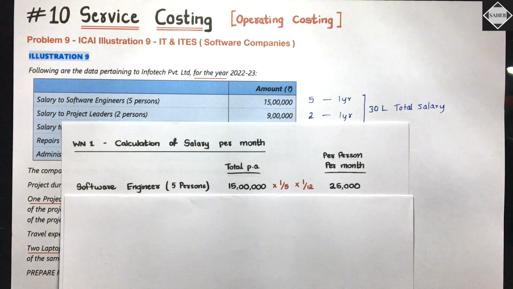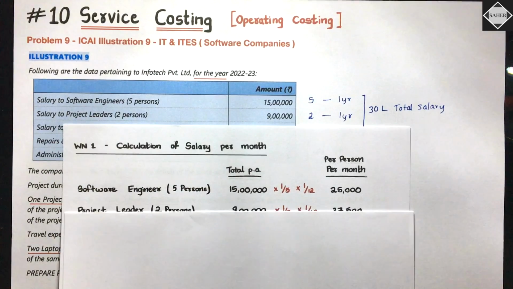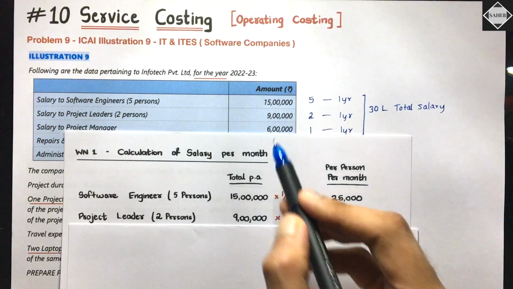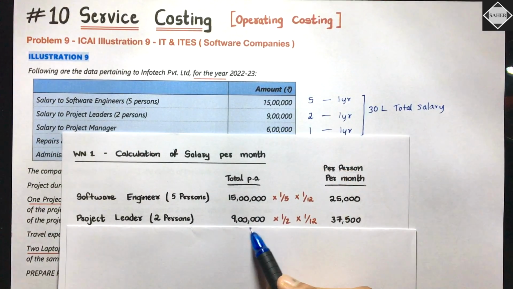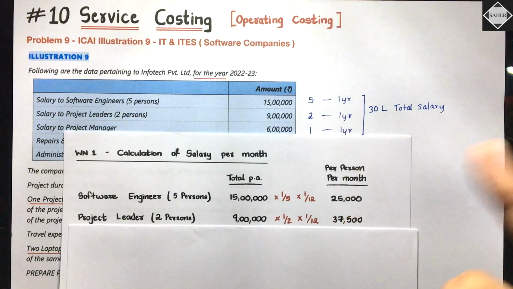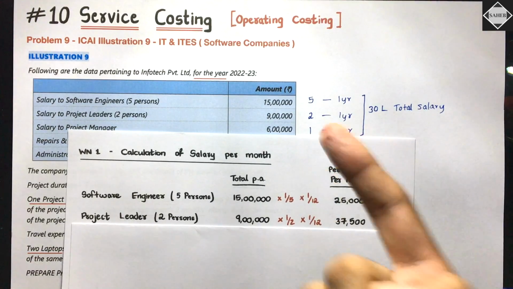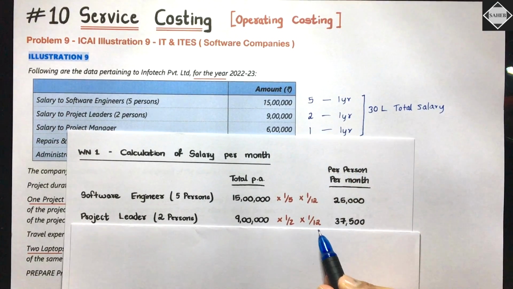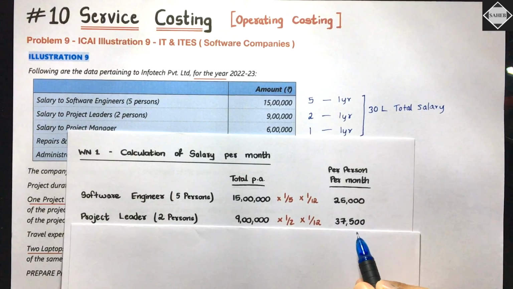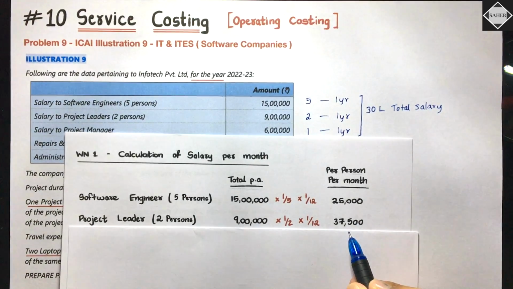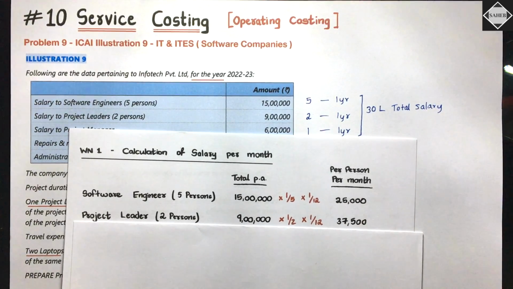Clear? Easy. Then salary to project leader. 2 persons are there and they have said 9 lakh it is. So 9 lakh divided by 2 you have to do. That's 4 lakh 50 per person salary per year. Then you have to divide by 12 to get per person per month salary. That is 37,500. Yeah. Okay.